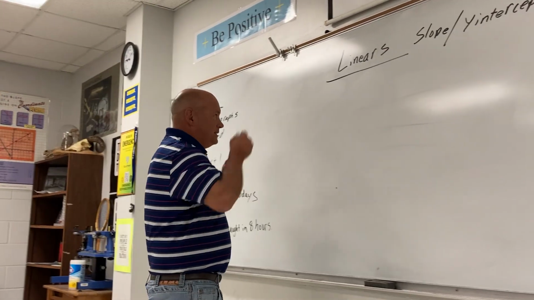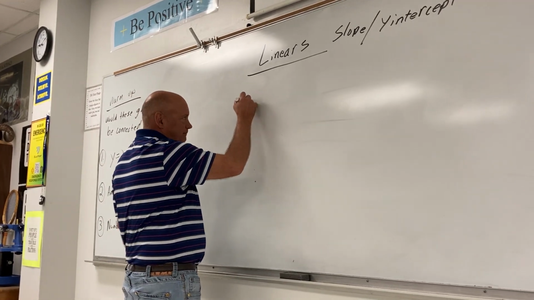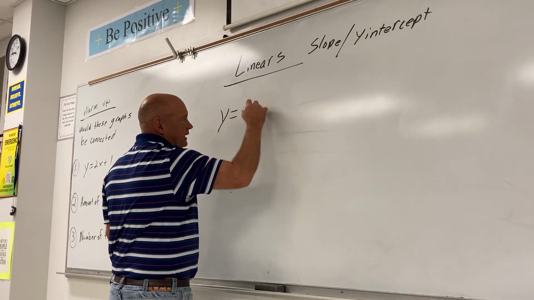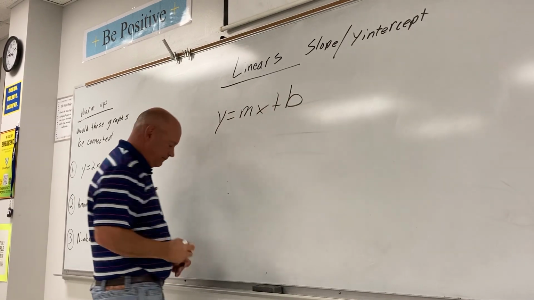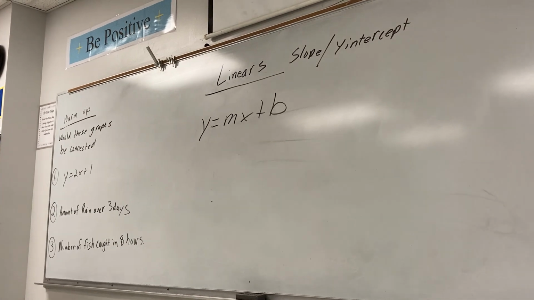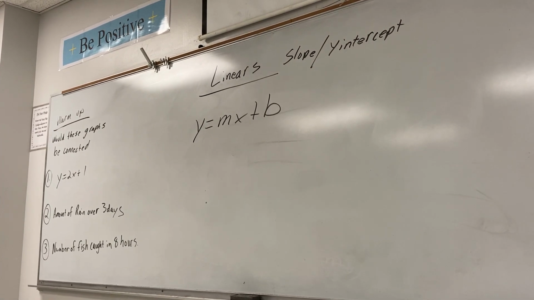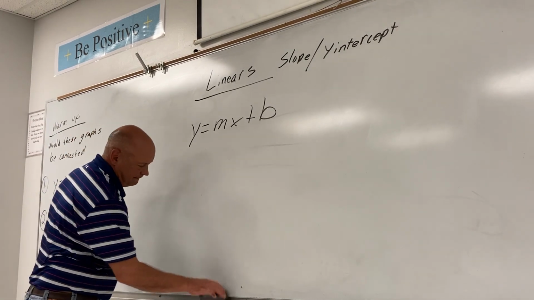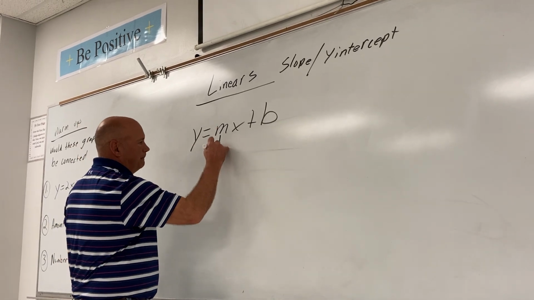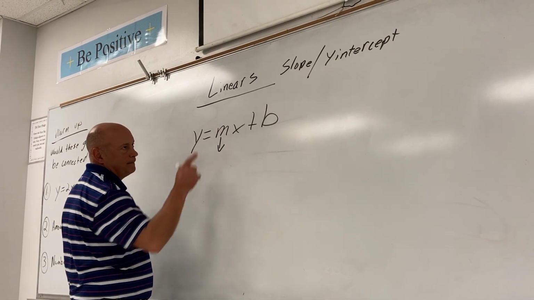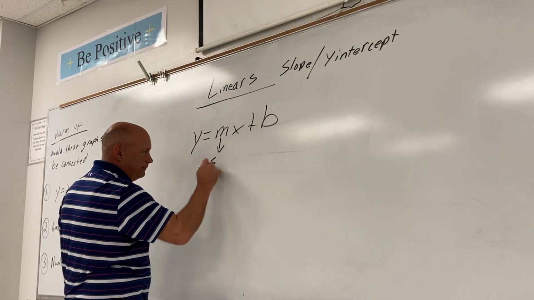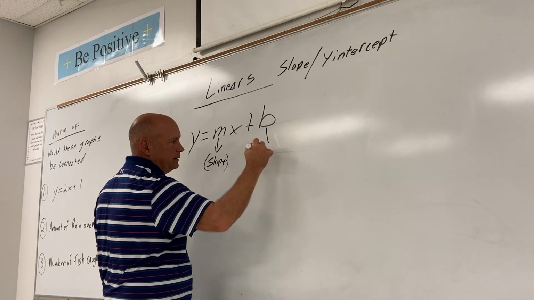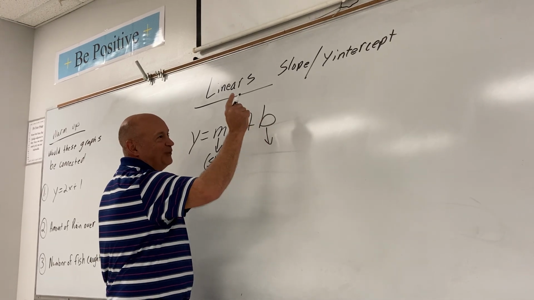All right, so let's talk about the equation. It's called the slope-intercept equation. Here it is. Y equals mx plus b. Write it down. M is the what? The slope. Thank you. B is the what? The intercept? Y-intercept.